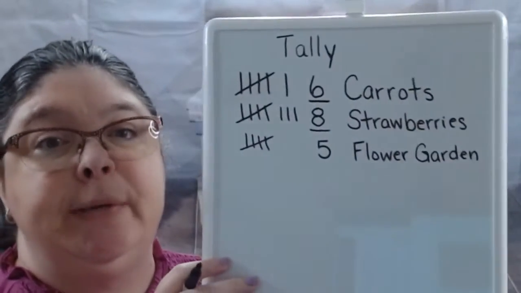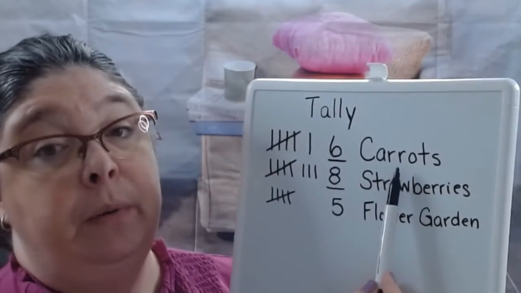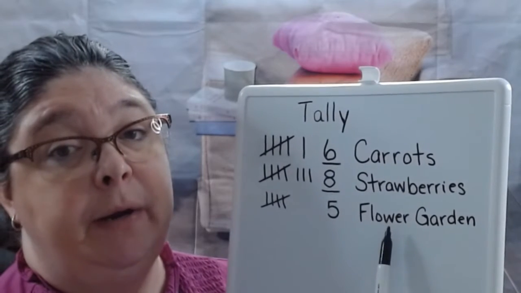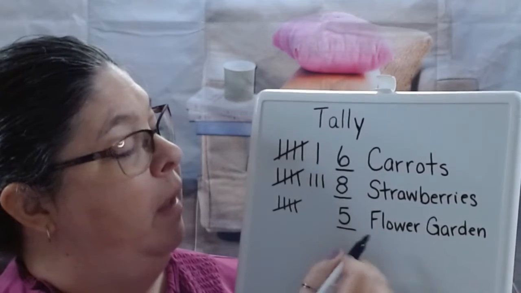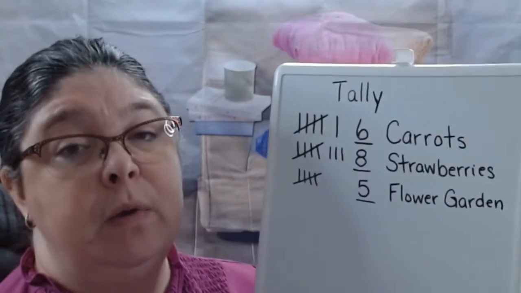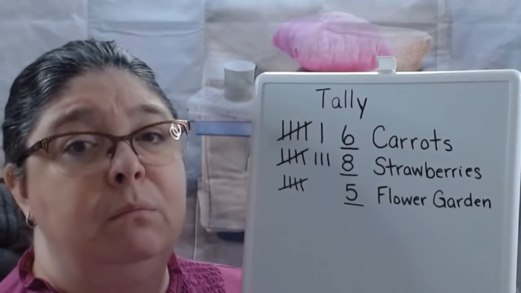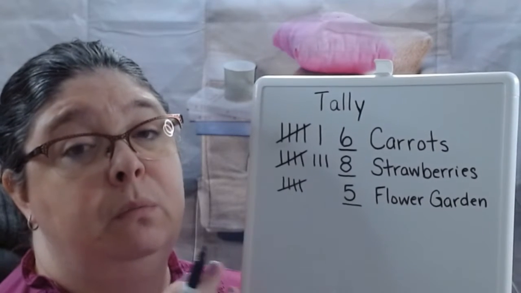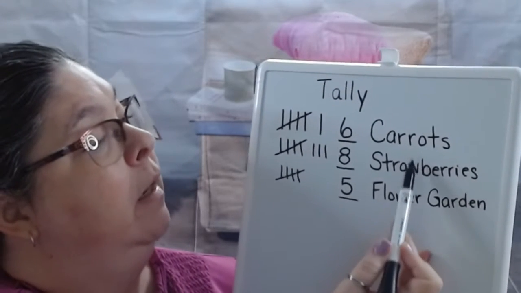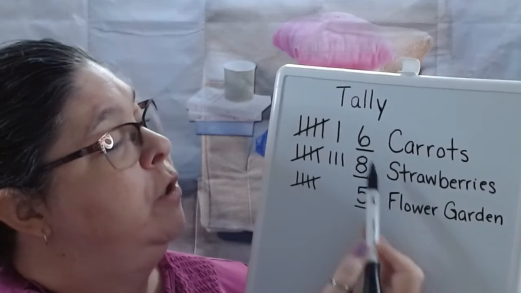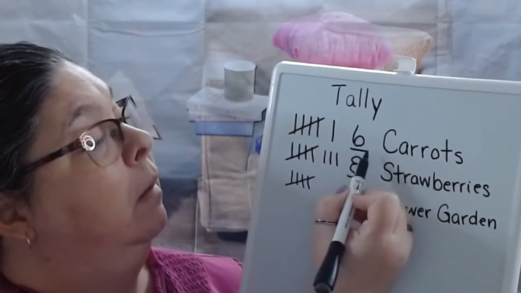Okay, so as you can see, this is a way to keep track of who wanted to grow carrots, who wanted to grow strawberries, and who wanted to grow a flower garden. So now you can kind of see, you can compare them. Well, which one had the most votes or the most people wanted to grow which one? Would it be carrots, strawberries, or flower garden? Which number? We're going to look at the numbers here. So which is the biggest number?